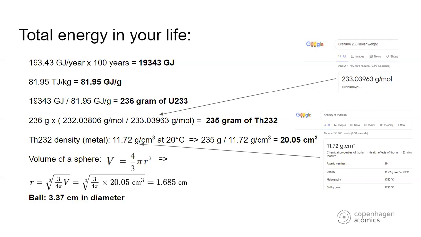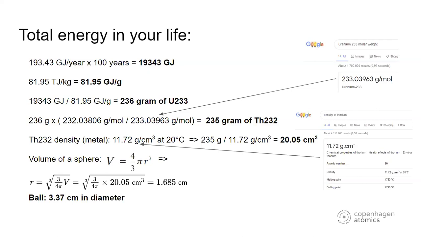So those are some of the numbers you need for the calculations. In the first line up there, I take the number from the Netherlands, the average energy consumption per year per person, which is 193.43 gigajoules per year. And then I assume that a person will live an average of 100 years. That makes an easy calculation, and this is how I get the 19,343 gigajoules. So that's the amount of energy we need for our entire life. I will come back and explain a little bit more about that, but that's the number we will use now in this calculation.